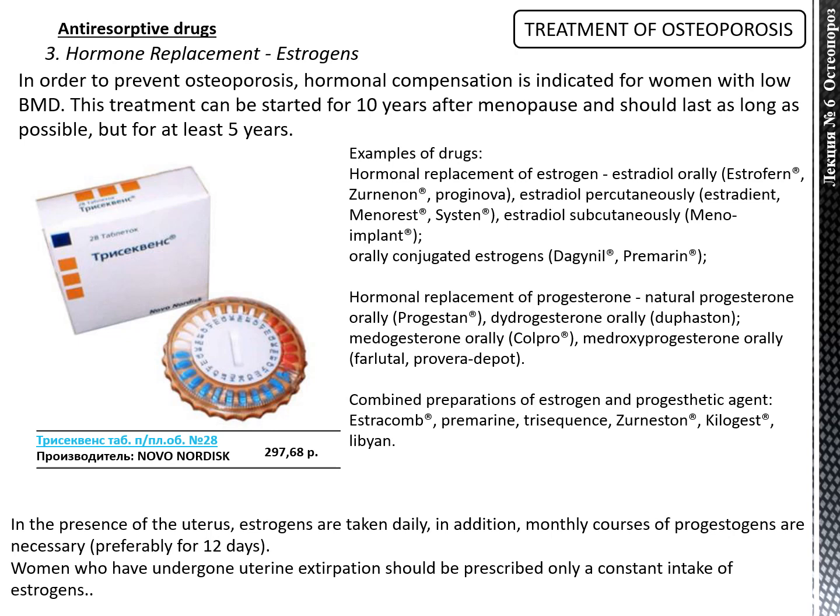So, who will be an obstetrician-gynecologist? Think about it. That is, if there is a uterus, estrogens are taken daily. The form of administration is very similar to that of hormonal contraceptive drugs. In addition, monthly courses of progestogens are required, and preferably progestogens should be used in parallel with estrogen preparations for 12 days. Women who have undergone uterine extirpation should only be prescribed estrogen.